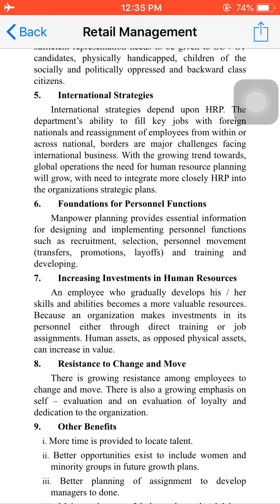Next one is foundations for personal functions. Your personal functions are nothing but your recruitment, selections, transfers, promotions, compensation, all those things. So it is nothing but you prepare a proper design or proper layout, so that it can be easily adopted and easily implemented in the organization.